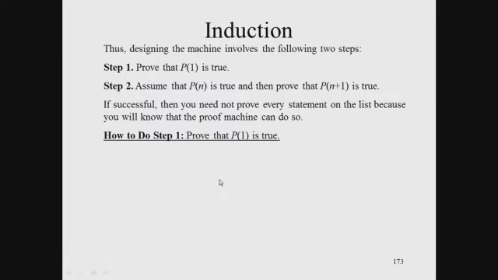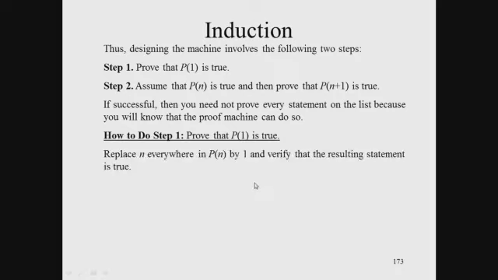So let's talk about step 1 here. How do you go about proving that P of 1 is true? Well, this is actually very straightforward. Look at the statement you're trying to prove, and everywhere you see the integer n, replace it with the number 1 and see if the resulting statement is true. Let's take an example. You want to prove that the sum of the first n integers is n times n plus 1 over 2.